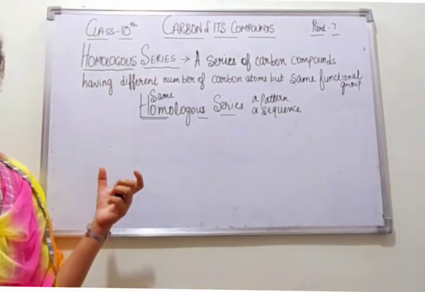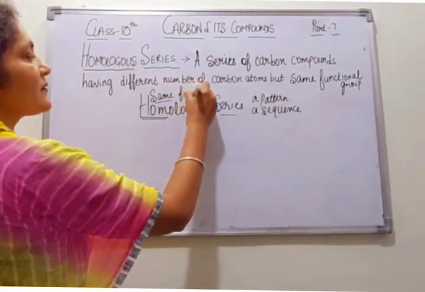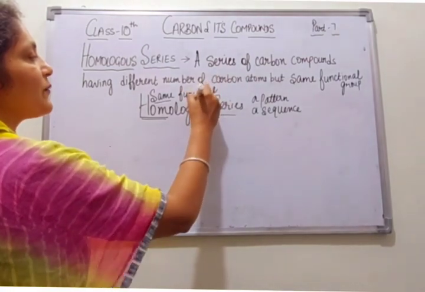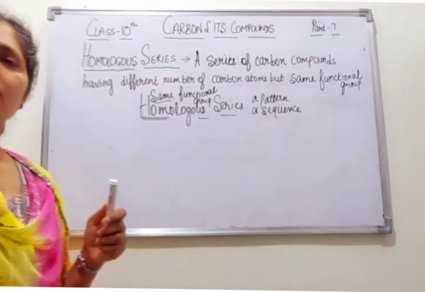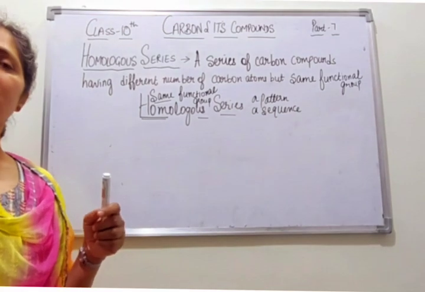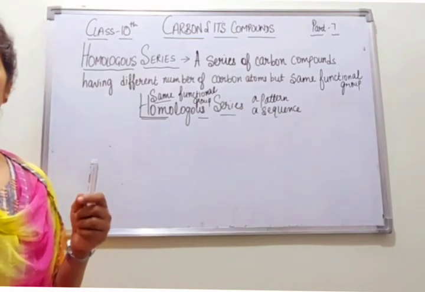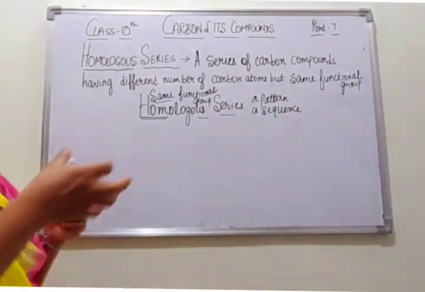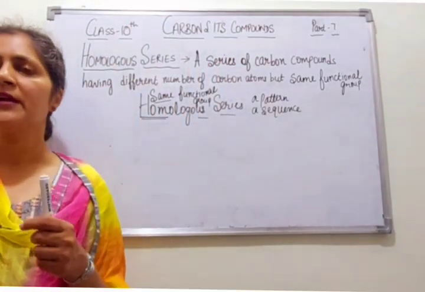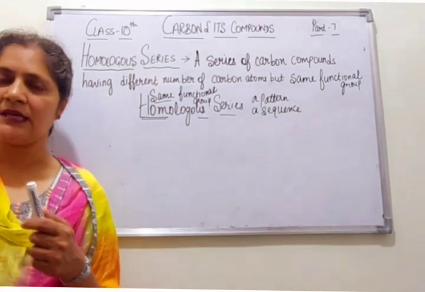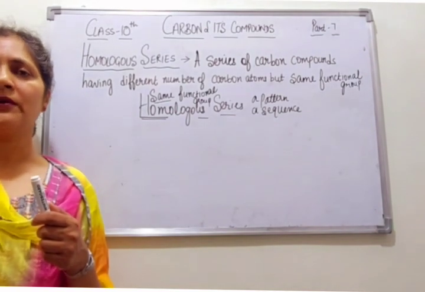In these carbon compounds, what does homo mean? Homo means the same functional group. Students, when carbon compounds have different numbers of carbon atoms, but they have the same functional group and are arranged in the same pattern, this series of carbon compounds is known as the homologous series. Now we will study it in detail, then you will come to understand what the homologous series is.